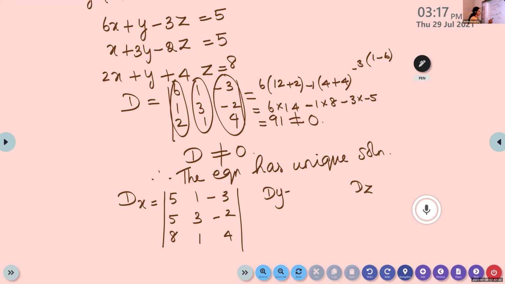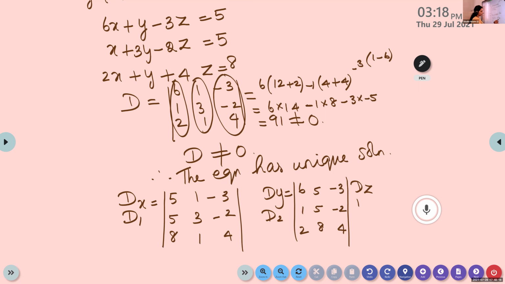Can you tell me what will be Dy? Sometimes the notation they will use is D1, D2. What is Dy? The first and third columns have no change. In order to find the second unknown y, remove the second column. In the place of the second column, you write all the constants, 5, 5, 8. And what about Dz?